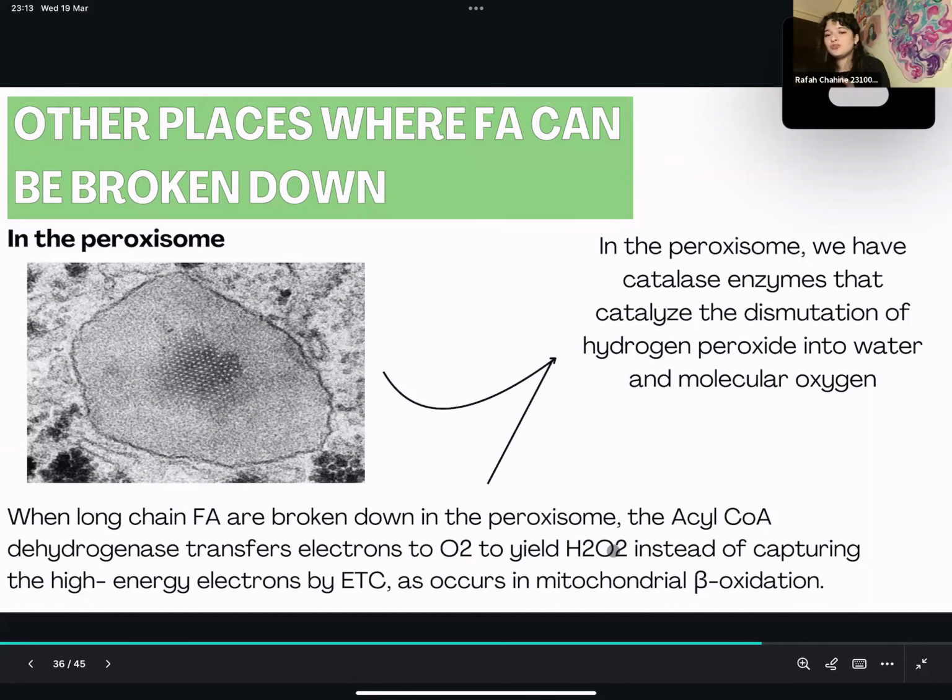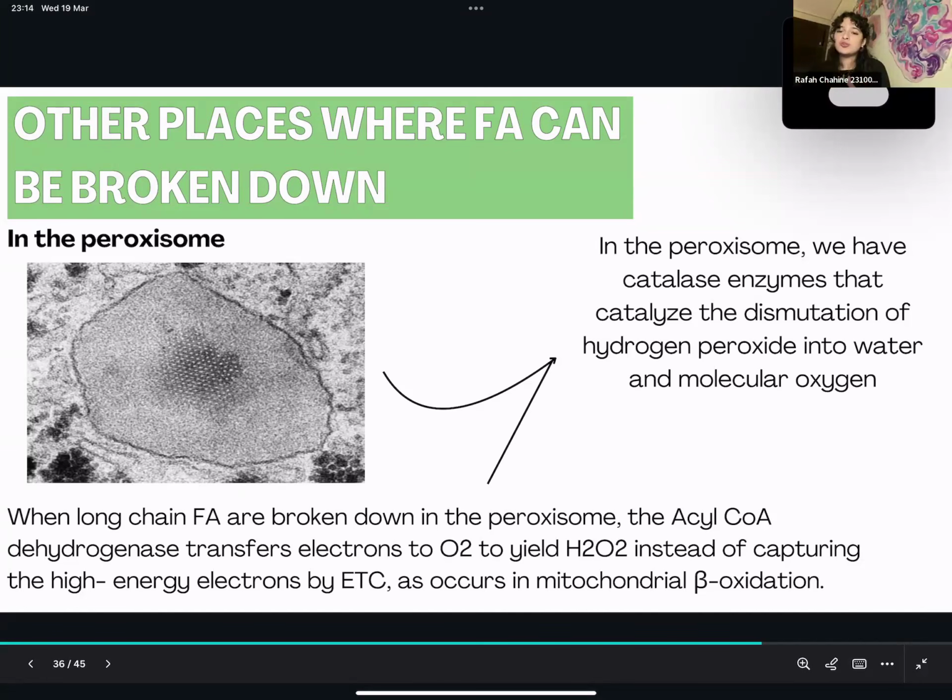Now, in the peroxisome, we have a bunch of different enzymes that are called catalases, and they catalyze the dismutation of hydrogen peroxide into water and molecular oxygen. Basically, this is a bunch of nothing and everything at the same time. In the peroxisome, which is an organelle, the long-chain fatty acids can be broken down there using the acyl-CoA dehydrogenase enzyme that we mentioned as the first enzyme of beta oxidation. And we said that it is going to oxidize the fatty acyl-CoA and give me hydrogens, right?